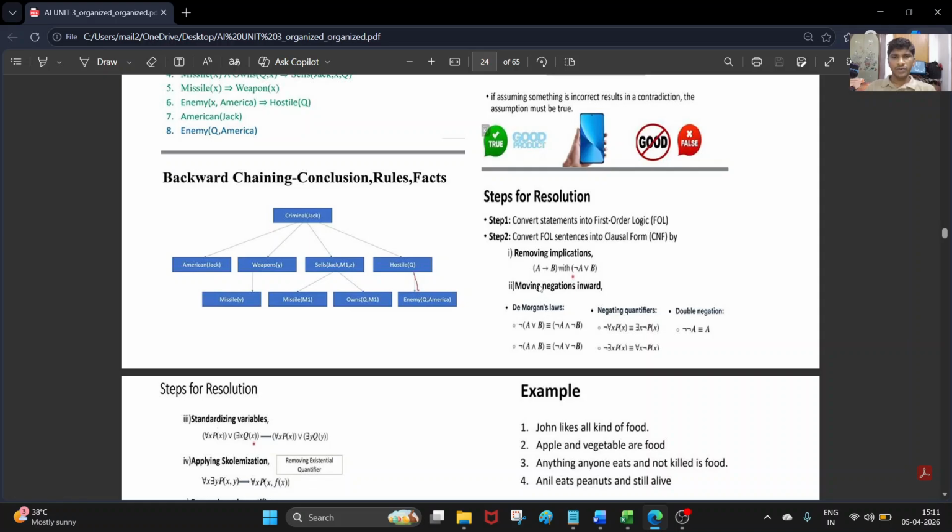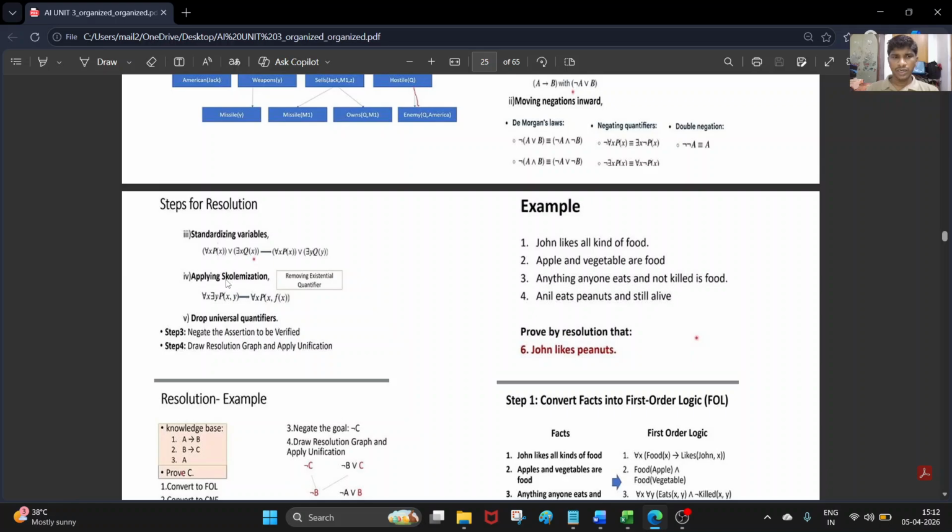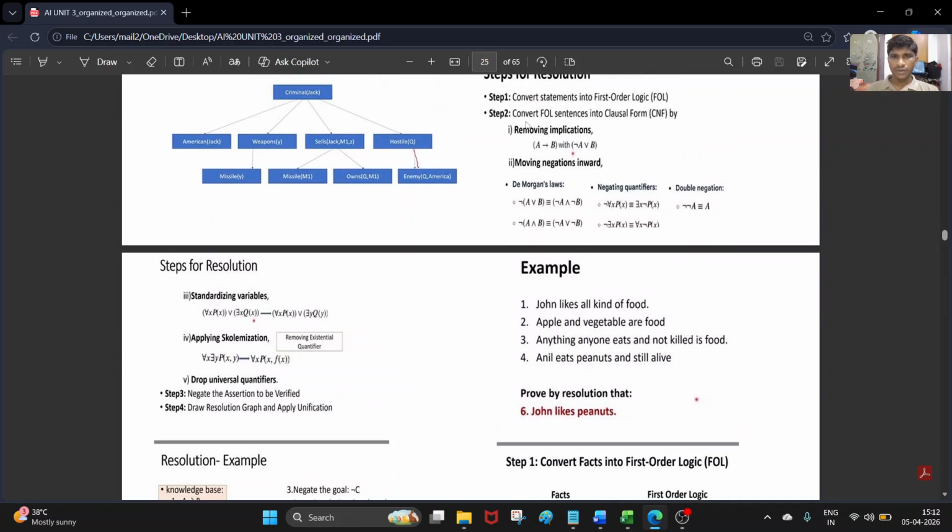So you have different steps in resolution. First, you have to convert the statements into FOL. Step 2, you have to convert the FOL into CNF, that is clausal form. How can you convert FOL to CNF? You will have different rules. One is removing implication. Next, moving negation inward. Then standardizing the variables and applying Skolemization, then dropping the universal quantifier. So all these 5 steps put together form the conversion of FOL to CNF.